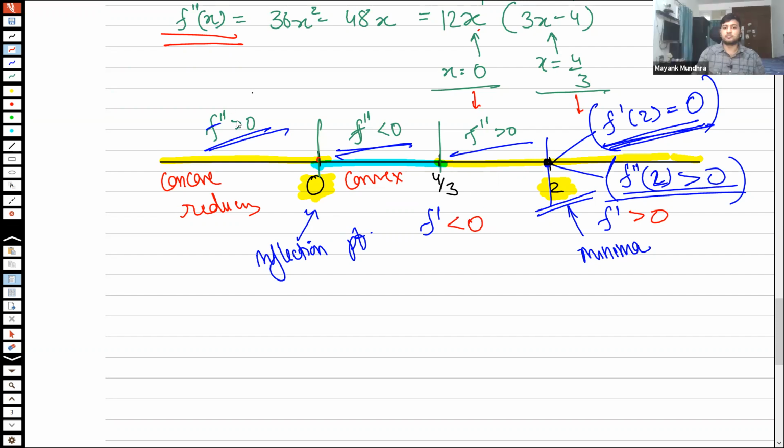Yeah. So it's still, I mean, I remembered it from earlier that it is concave reducing. This is convex reducing. Okay. This is again concave reducing. Okay. And here you have your concavity continues.